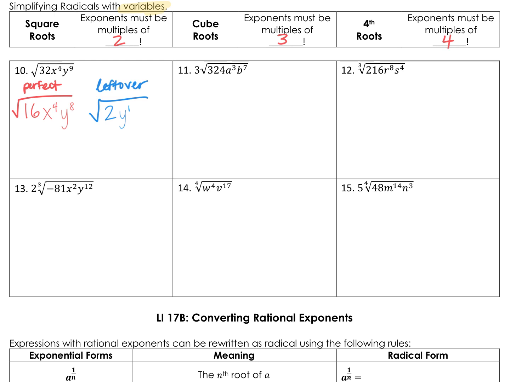Just like yesterday, you evaluate now on the left side. So one thing at a time, the square root of 16 is 4.